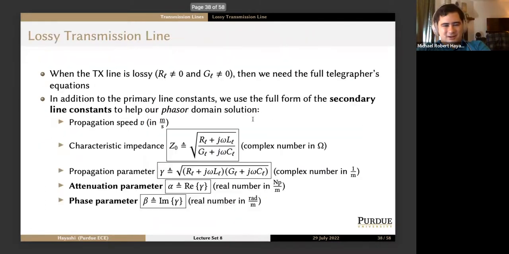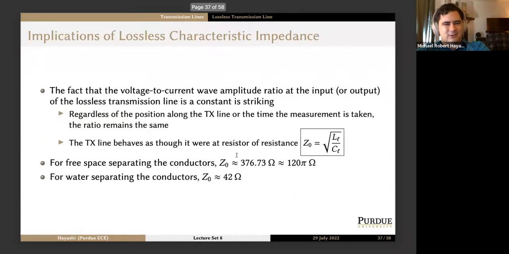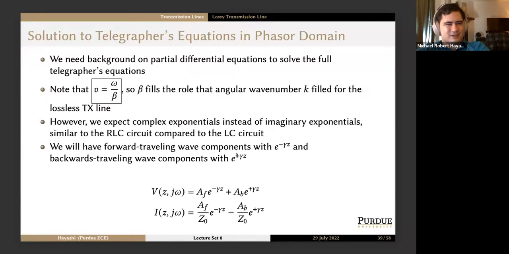So if you were to solve the full form of the telegrapher's equations and the wave equations associated with them, you would need a pretty intense course on partial differential equations. Not too bad, maybe the early part of that course, but you would need a full course on partial differential equations. We're also going to note that the propagation speed is just omega divided by beta. So beta is going to fill the role that angular wave number k filled for the lossless transmission line.